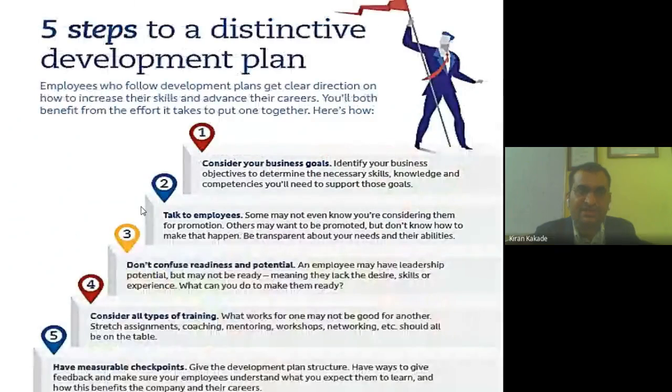So, 5 steps to a distinctive development plan. What is the distinctive development plan? One by one. Who will read it? Step from bottom to top, 5 to 1, you read. Who will read it? This is how a succession plan works step by step. Whatever I have told you so far is all covered in the 5 steps.